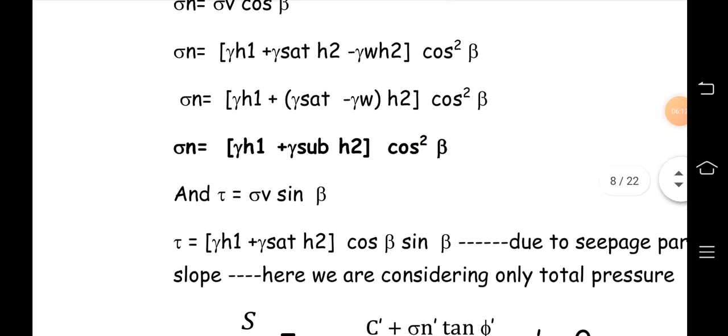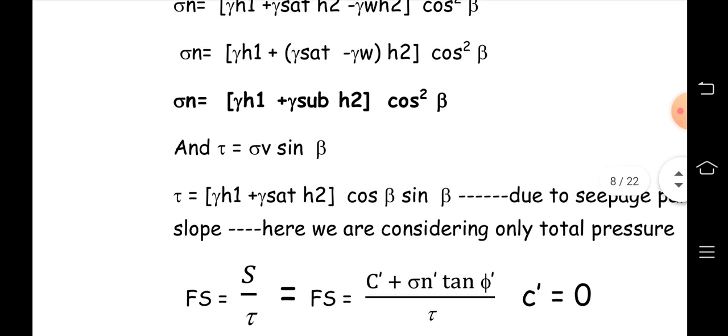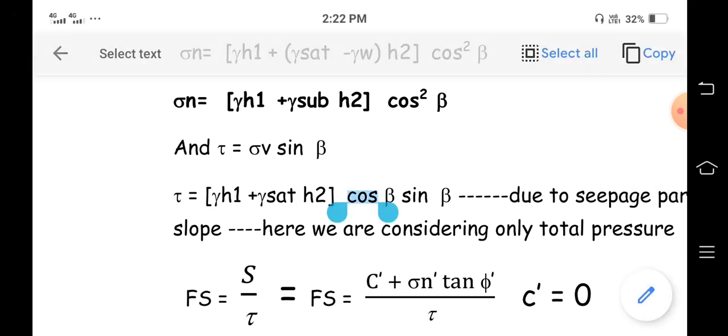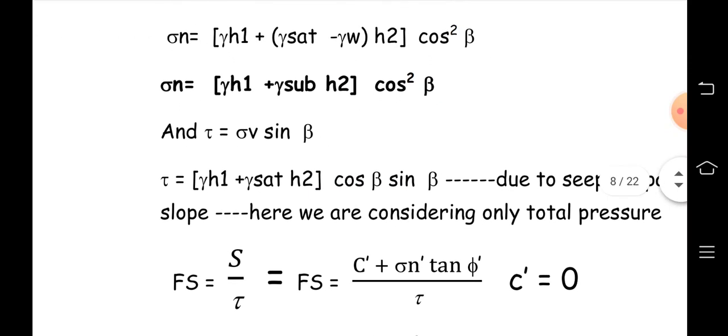So our formula for tangential stress will be gamma H1 plus gamma saturated into H2 into cos of beta sine of beta. Here we are not considering gamma W. Due to seepage parallel to the slope, here we are considering only total pressure.